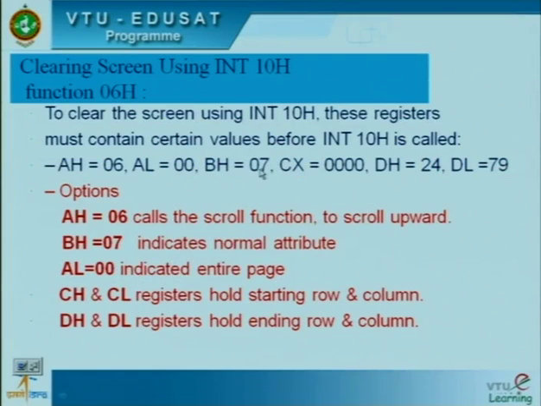Now, along with the function request, I have made AL equal to 00, BH equal to 07, CX loaded with 0000, DH with 24 and DL with 79.